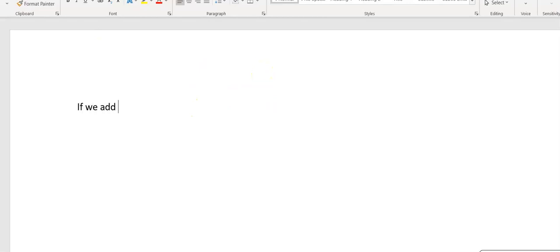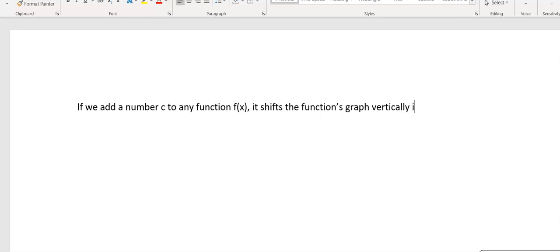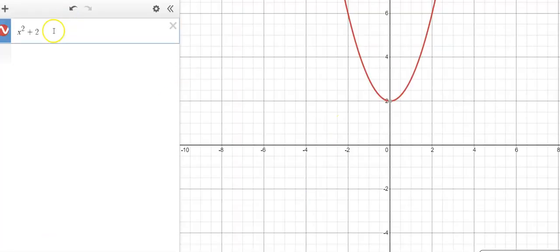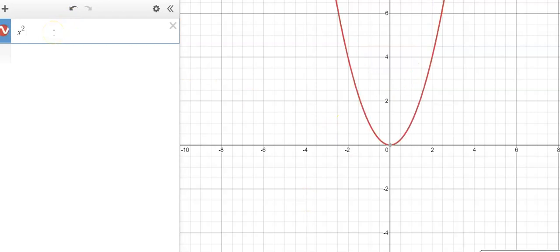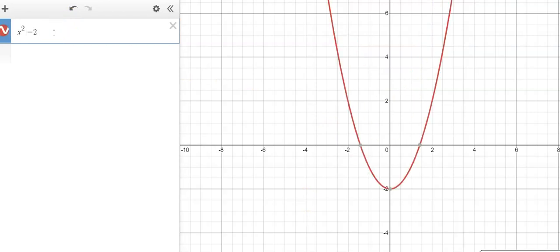If we add a number c to any function f of x, it shifts the function's graph vertically in the direction of c. All right, so in this case, we could think of c as a 2, and we added 2 to x squared, and it shifted it up 2 places. So by the same token, if I go back to Desmos and I put a -2, we can expect that it's going to shift it down, and notice that it did.